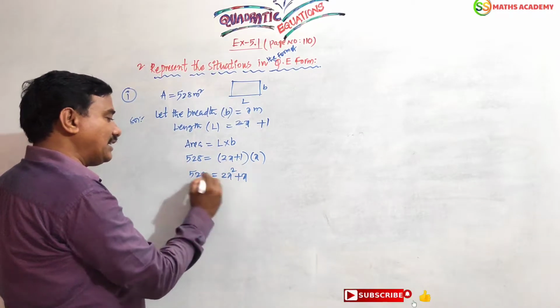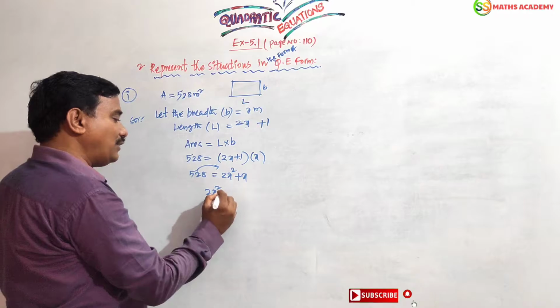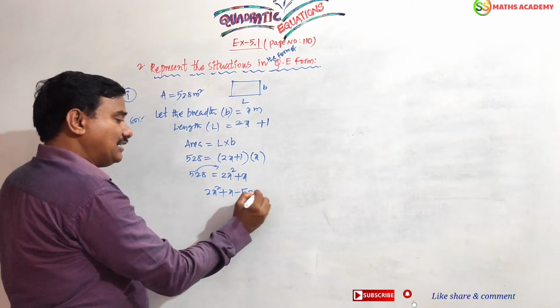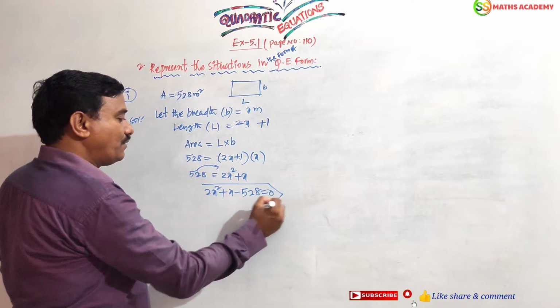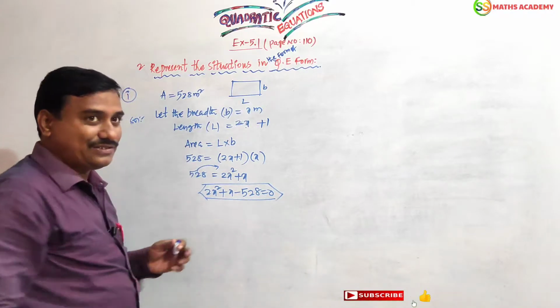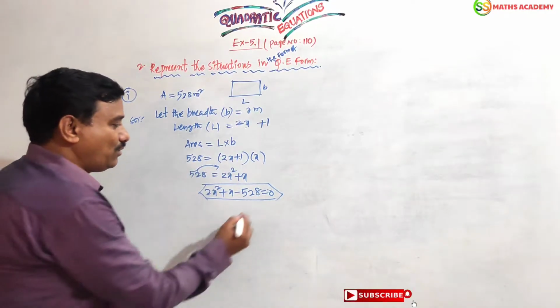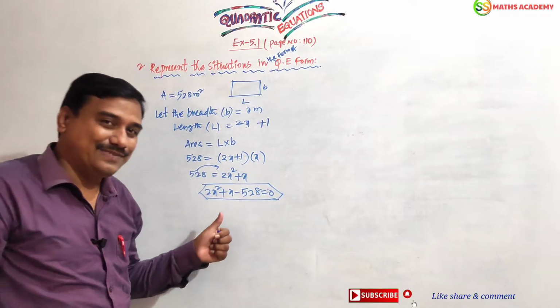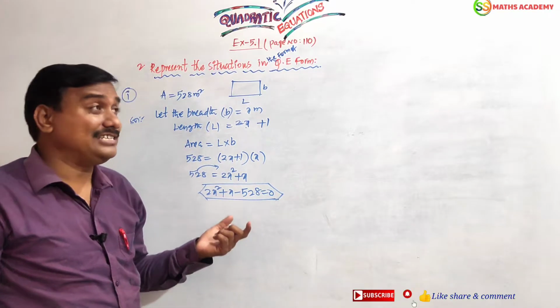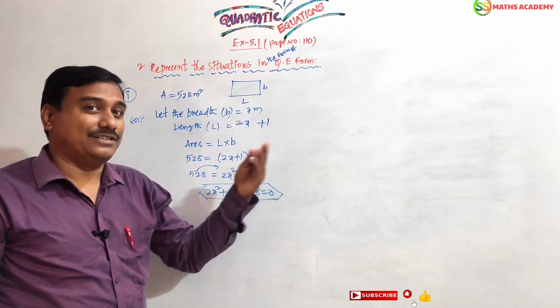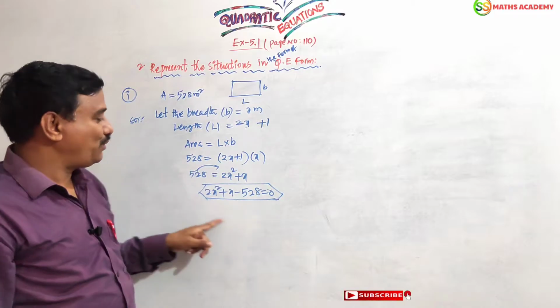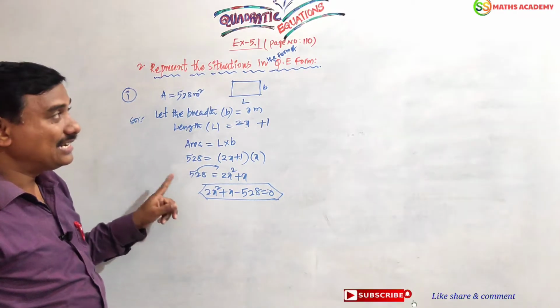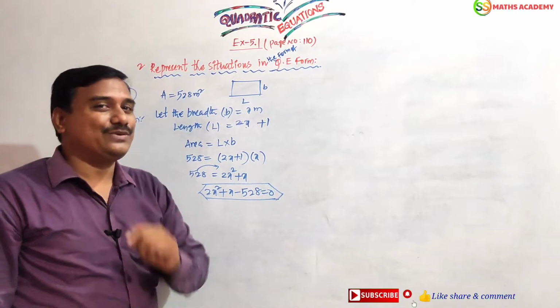Now transpose to the left side, this 528 becomes minus 528. Yes, it is in the form of a quadratic equation. This situation is converted into quadratic equation form. How easy it is! That is a verbal problem, a word problem converted into quadratic equation style. Now, see one more interesting question.